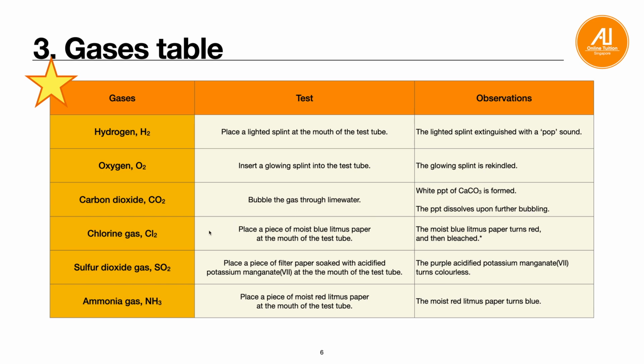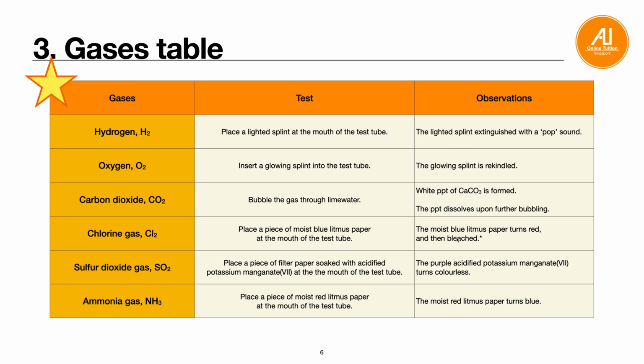Okay, next one, Cl2 gas. So you will place a piece of moist blue litmus paper at the mouth of the test tube. So there will be 2 changes. First, the moist blue litmus paper will turn red, then it will bleach. It will turn red first, then it will bleach.